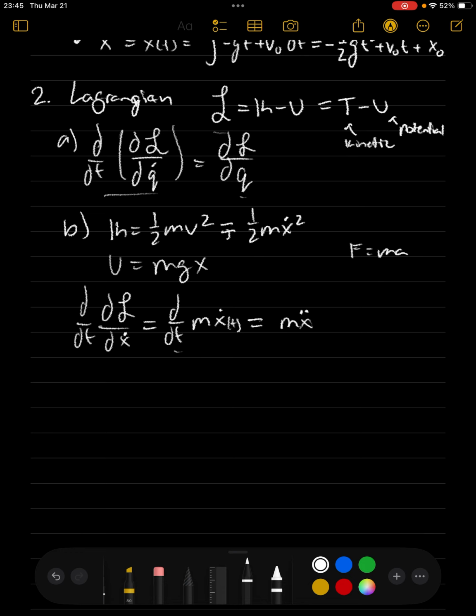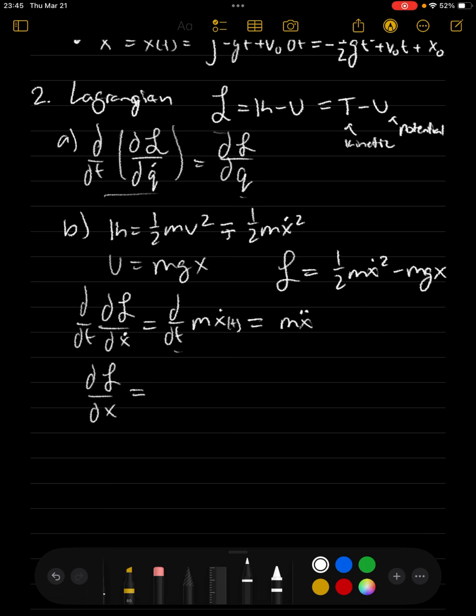Now we take the next one, the Lagrangian of just dx. What is this going to be? Oh, wait, now that I see this, I didn't even put down the Lagrangian. That is silly of me. The Lagrangian is 1/2 mx squared minus mgx.